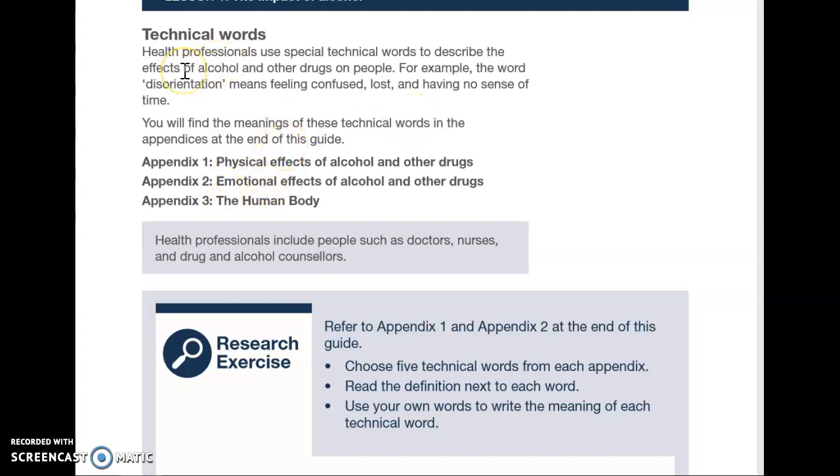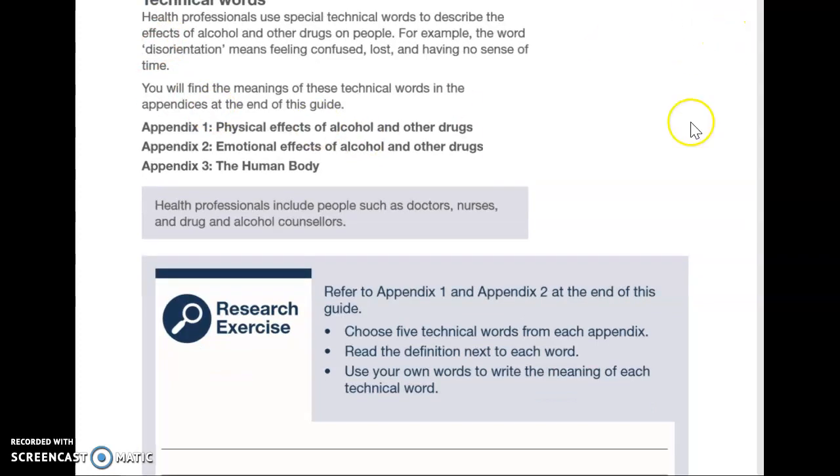So it says here, health professionals use special technical words to describe the effects of alcohol and other drugs on people. Now, for example, the word disorientation means feeling confused, lost, and having no sense of time. You'll find the meanings of these technical words in the appendices at the end of this guide.